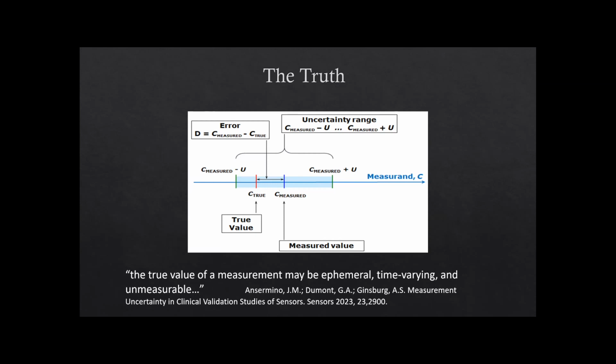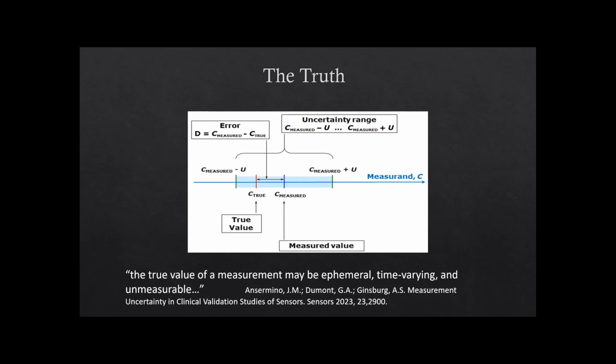And when we talk about this, I think it's really important for us to understand this concept of what the truth is. We talk about gold standards and various other things, but obviously there's some true value that we're trying to estimate when we're using a device to measure a physiologic parameter. And as we said in this paper, the true value of a measurement may be ephemeral, time varying, and unmeasurable. So we will never really know what that true value is. All we can do is measure some value, and we can know what the error is, or what we call bias today.